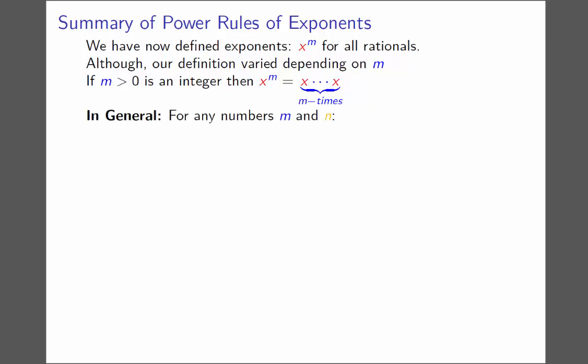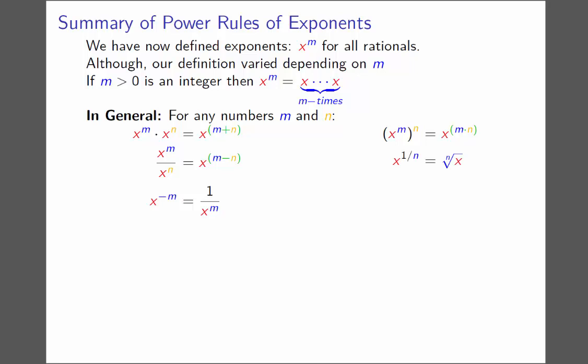And in general, for any numbers m and n, x to the m times x to the n is x to the m plus n. X to the m divided by x to the n is x to the m minus n. X to the negative m is 1 over x to the m. X to the m then raised to the n power is x to the m times n.